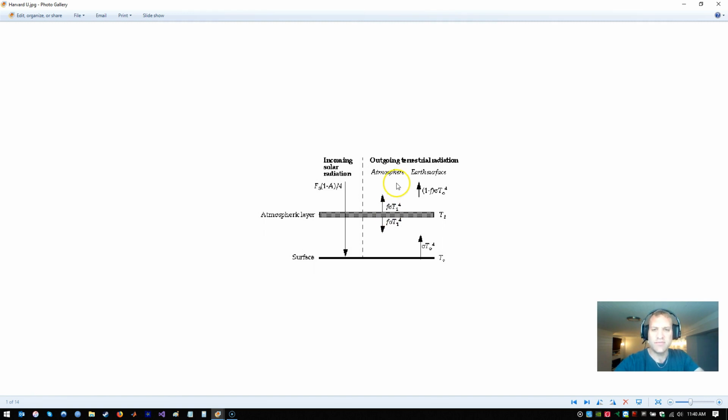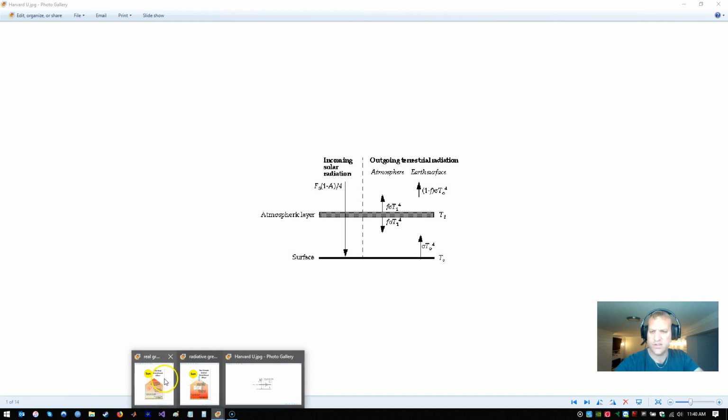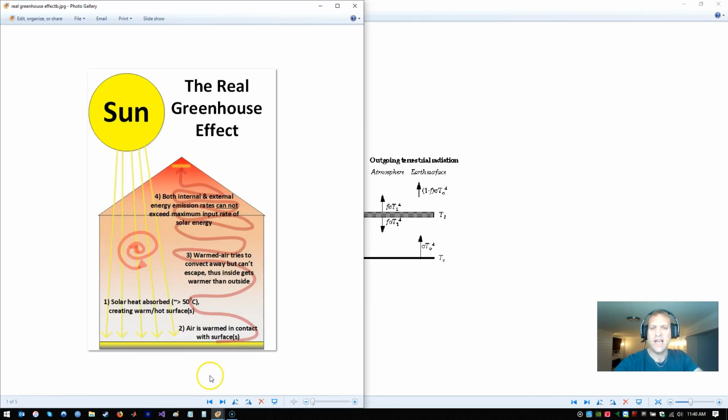Cute. All right, so let's go. I'm going to show you the real greenhouse effect, how a real greenhouse actually functions. So here is a real greenhouse. Here's a real greenhouse building. So what is the process that actually makes a real greenhouse warmer than the air outside of it?